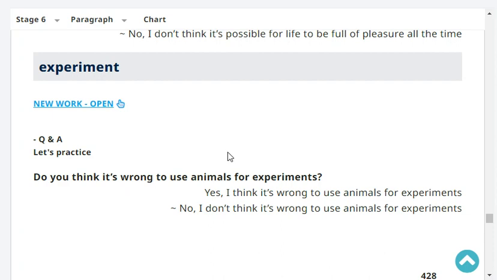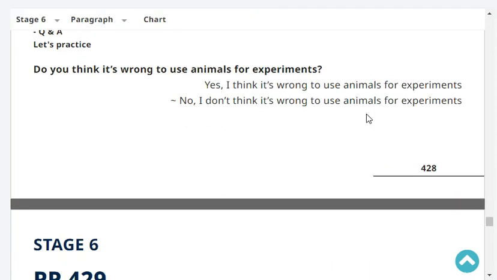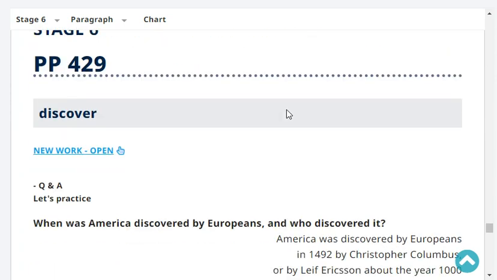Okay, do you think it's wrong to use animals for experiments? Yes or no? Yes, I think it's wrong to use animals for experiments. Very good. Okay, and that's the end of our revision.